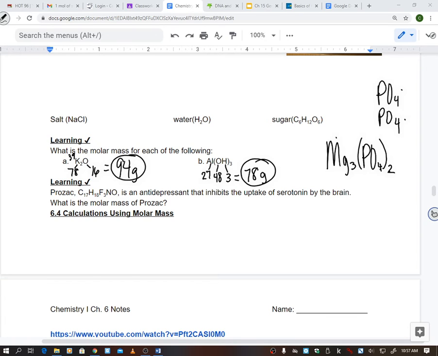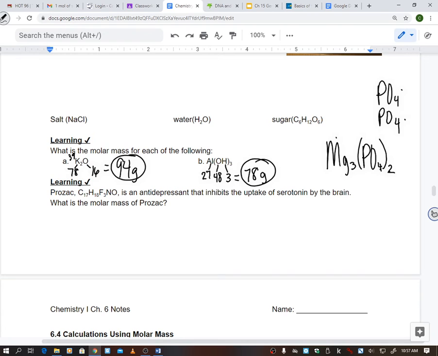Okay, and then lastly, the learning check. All right, so this learning check, guys, it's just Prozac. It gives you a lot of information that you don't need. But Prozac, C17H18F3NO, is an antidepressant that inhibits the uptake of serotonin by the brain. What is the molar mass of Prozac?